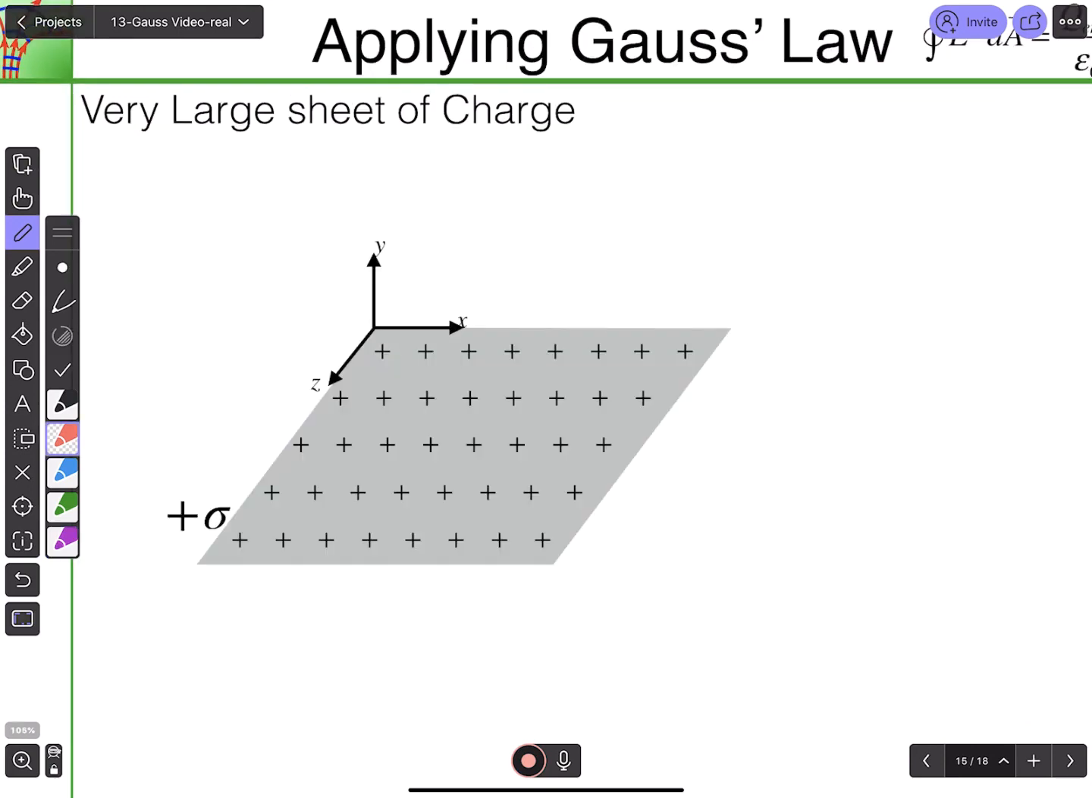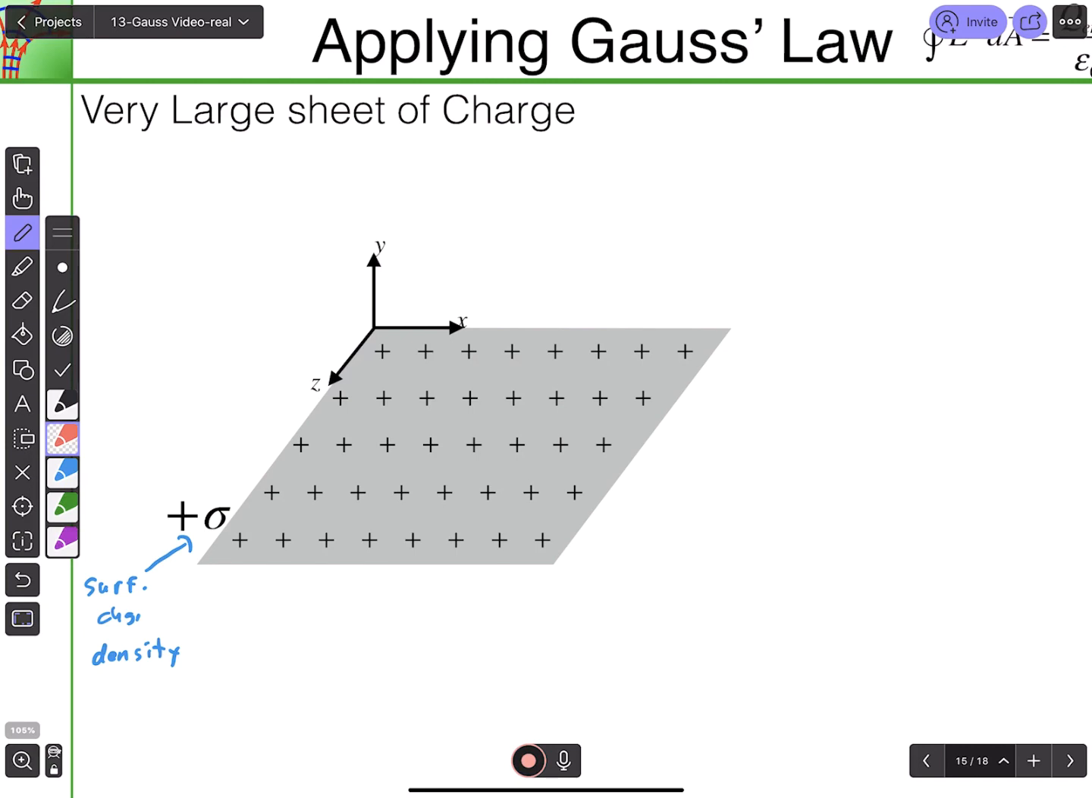Next, I'd like to apply Gauss's law to another symmetric situation, a very large sheet of charge. So let's assume this is a sheet in the xz plane, and it's infinitely large, and it has surface charge density sigma, right? Surface charge density sigma.